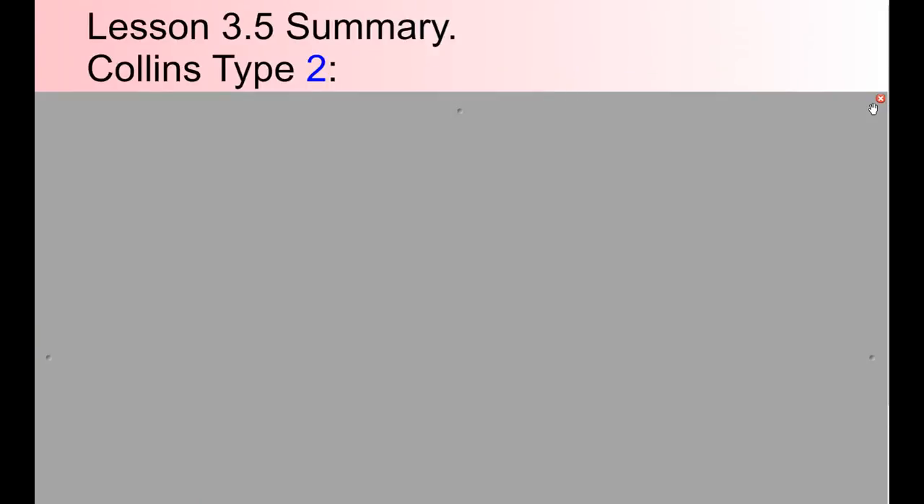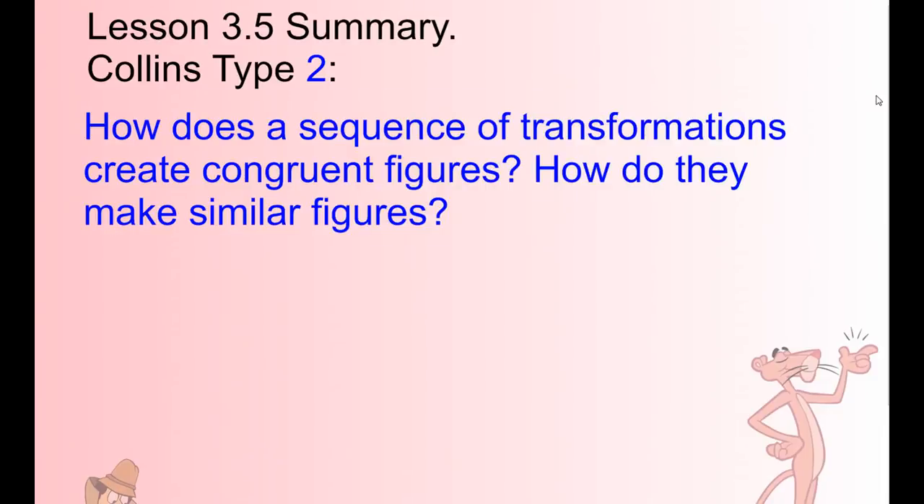So here is our summary. It is a type 2, so make sure you take your time and get it correct. The question says, how does a sequence of transformations create congruent figures? So the question, I guess, is how could you give an example of a sequence of transformations that makes congruent figures? And then how could a sequence of transformations make similar figures?